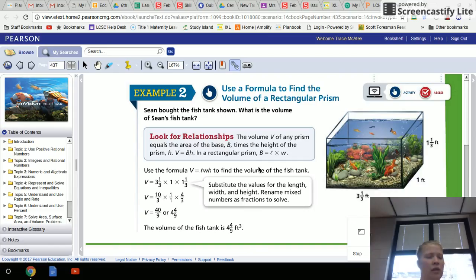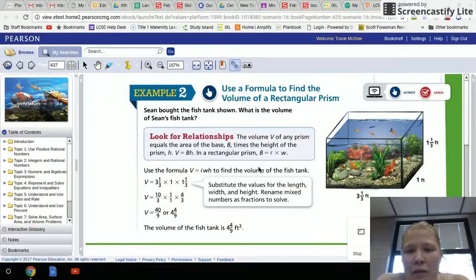This is topic 7, lesson 8, guys. We're going to be talking about finding the volume of rectangular prisms, finding the volume of cubes. There is a formula that you can use, and that is length times width times height.